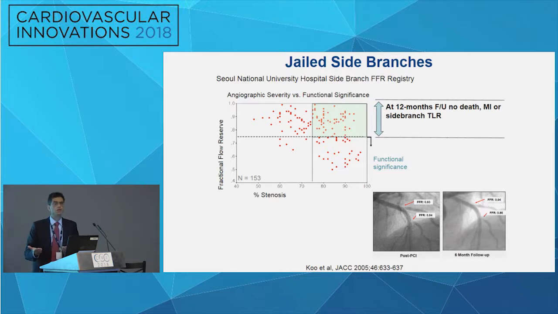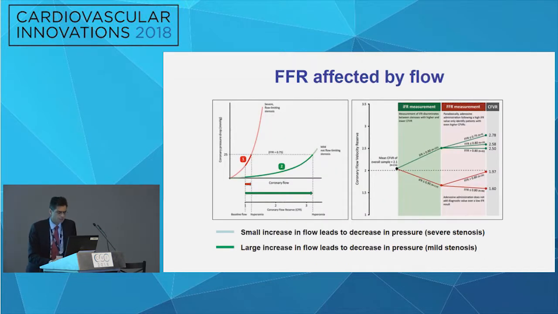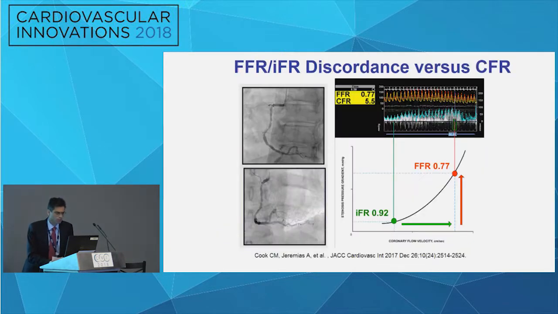FFR is going to be not significant in 80+% of those cases. So in angiography, the visual estimate is not quite as good in the jailed side branches. So for this, again, we don't really have much validation for resting indices. So that's, again, one area where probably FFR is the way to go. And we talked about this already. There is the issue, again, with the discordance between iFR and FFR.